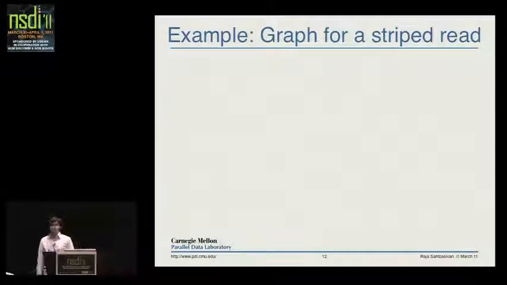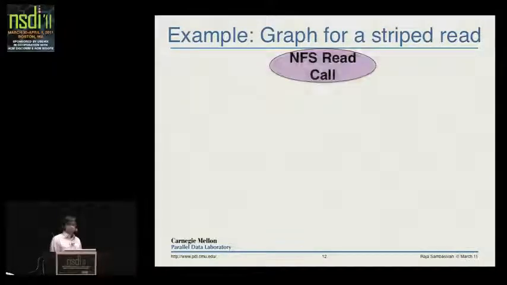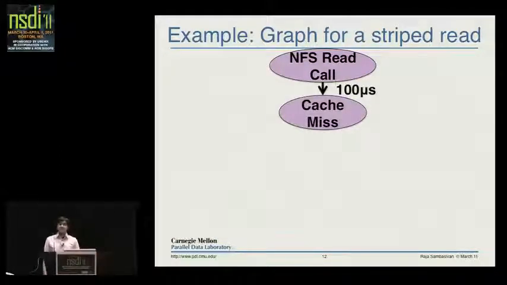Here's an example for a striped read operation in Ursa Minor. For illustrative purposes, this data is striped only over 2 nodes. So the request would enter the system and would execute an NFS read call trace point, and that information would be logged in the request flow graphs. Next, this request would travel to the NFS cache component, and in this case, it misses in the NFS cache. We see that it takes about 100 microseconds for a request to travel from the entry point of the system to the cache component.